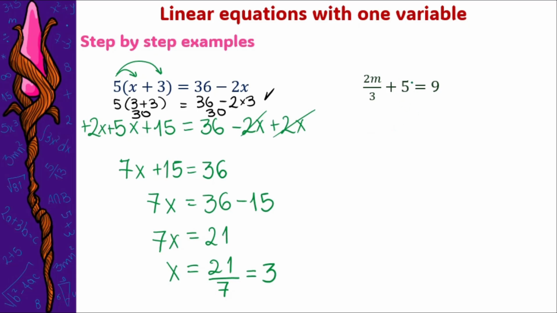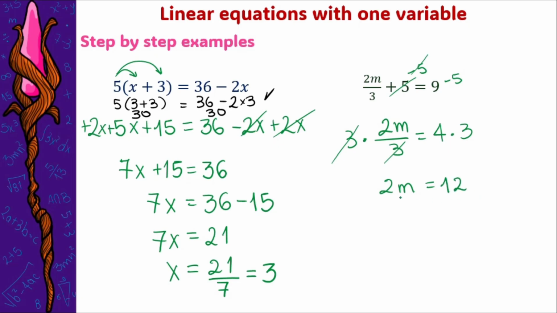Let's check this one. I'm going to take the 5 to the other side, so I subtract 5 on both sides. It would give me 2m over 3 equals 4, since this one gets cancelled. I'm going to multiply by 3 on both sides. So here we will get cancelled. 2m equals 12. And I'm finally going to divide by 2. So it gets cancelled here, and 12 divided by 2 is 6. 6 will be the solution.